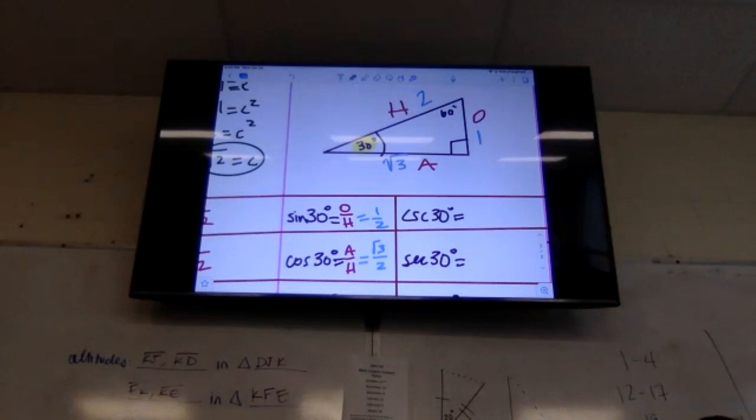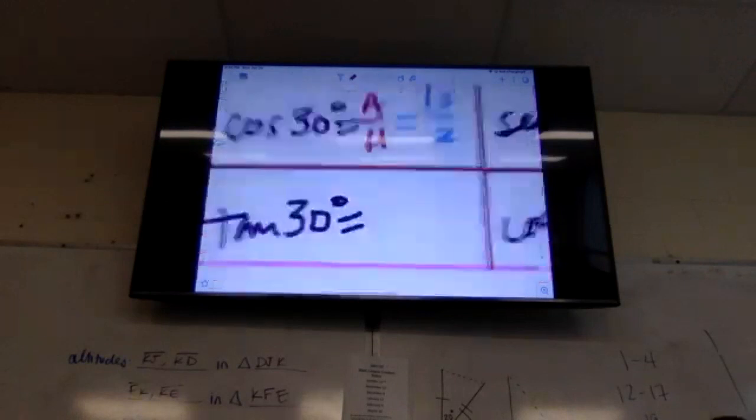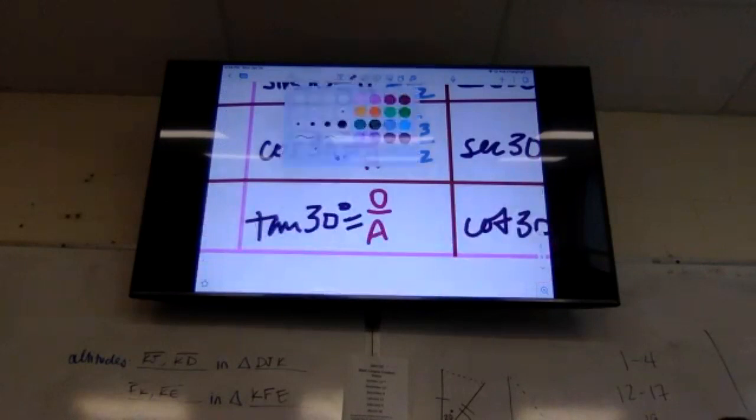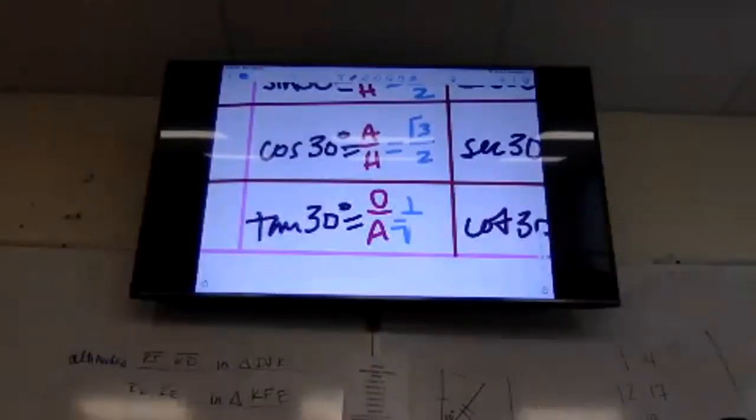And then tangent is O/A, which in this case is 1/√3. But as I told you last class, I really do want us to rationalize when we're in this part of the unit. So I want 1/√3 to be the same thing as √3/3. Bless you.